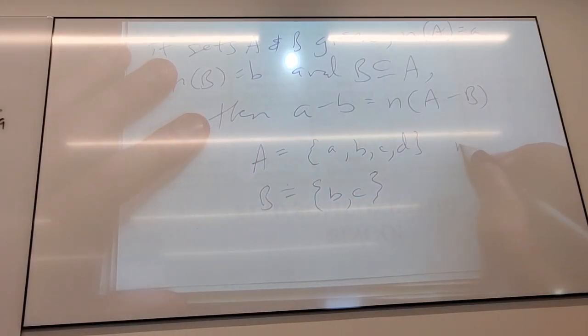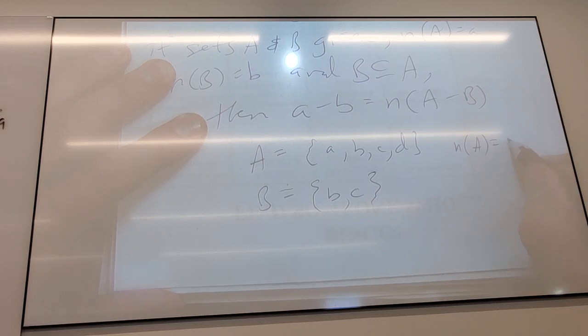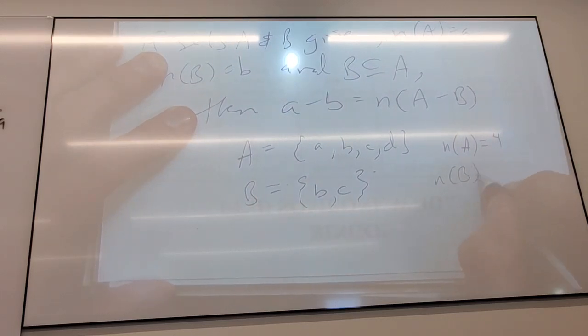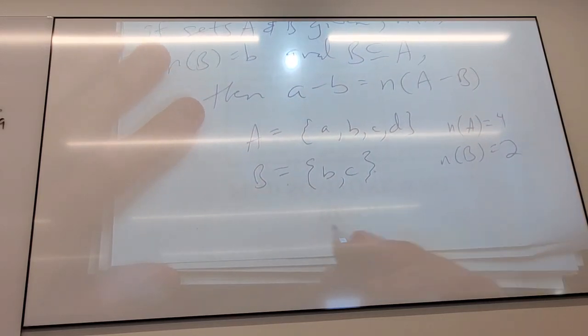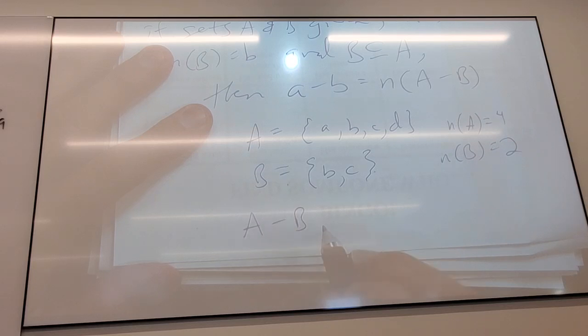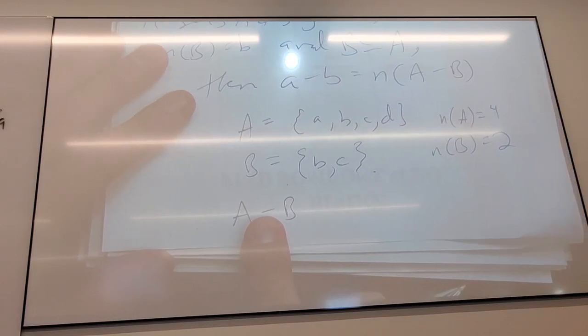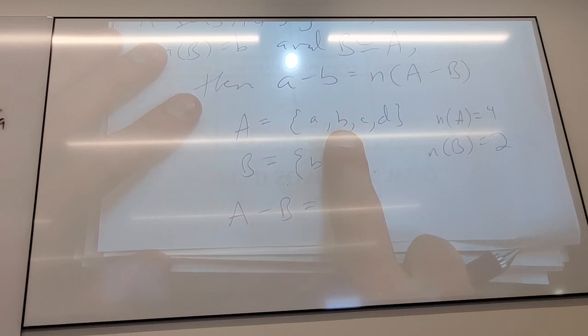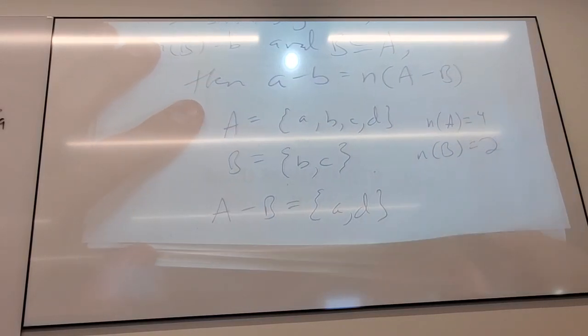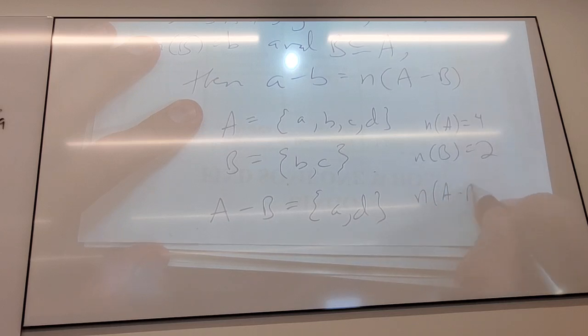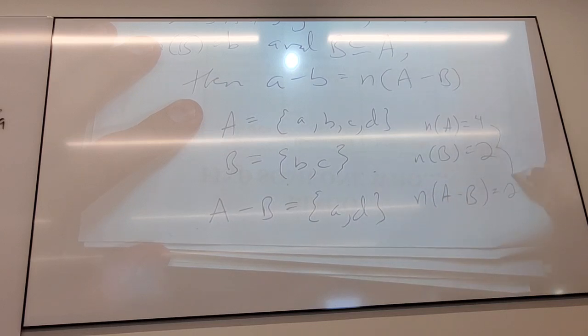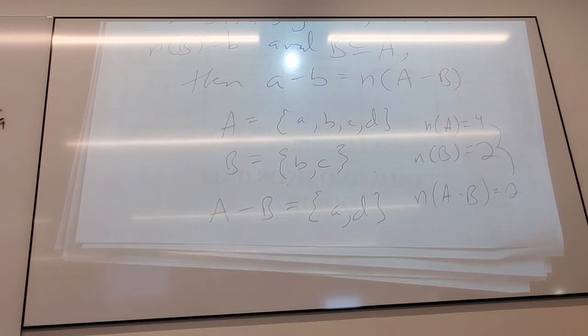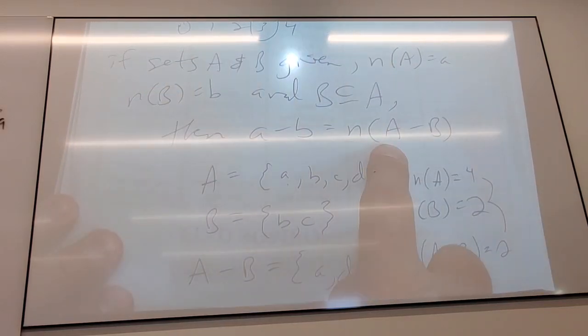So how many things are in A? Crazy. How many things are in B? What is A minus B? So this is not minus in terms of numbers, this is set minus. So take everything out of A that is also in B. The A, D. How many things are in there? And sure enough, 4 minus 2 is 2, right? That's literally the concrete thing of what all this here means.